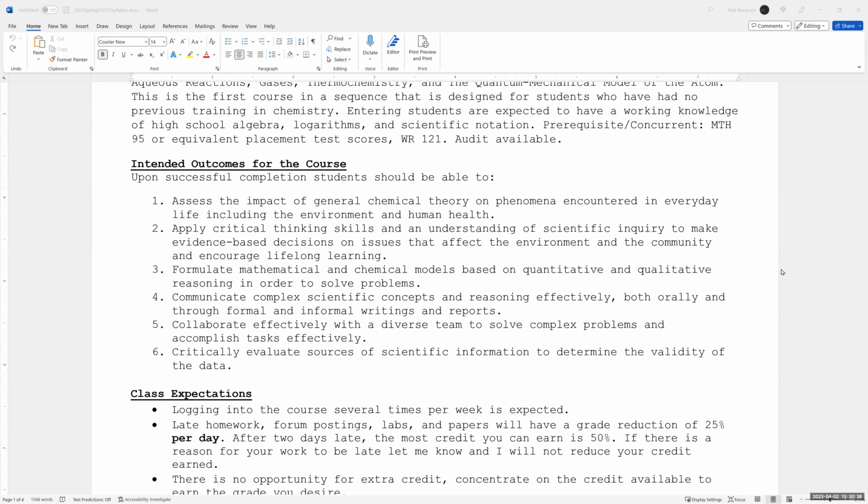We're also going to do a lot of critical thinking in this class, especially in your labs, because you're going to get some information in the labs, but you're going to have to think about what that means. And then you're going to have to think about what the observations that are created by those lab procedures are. We're going to think about how this affects the environment and our community.